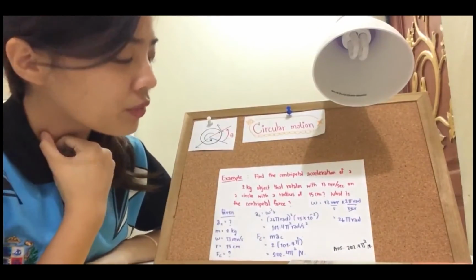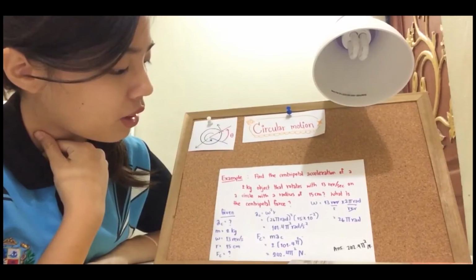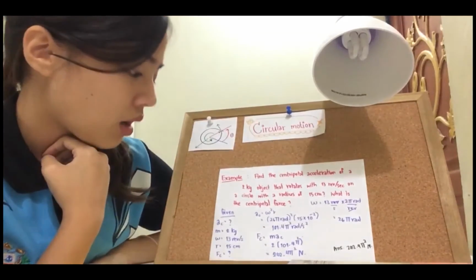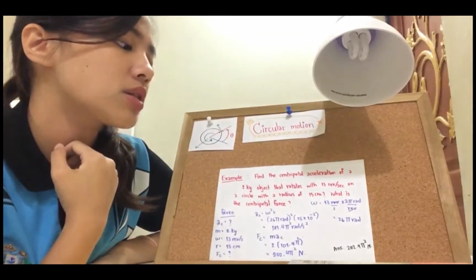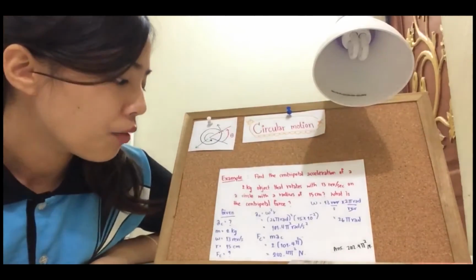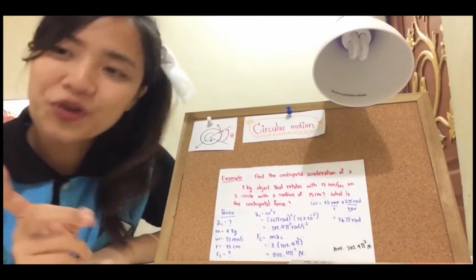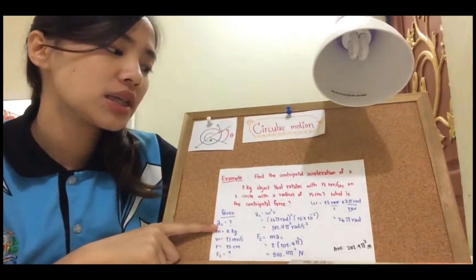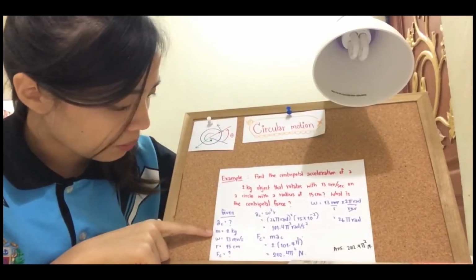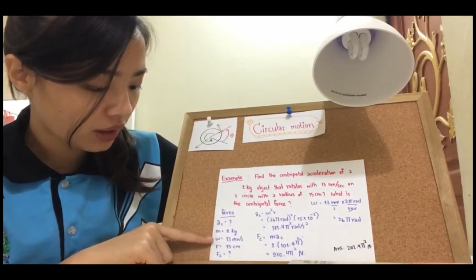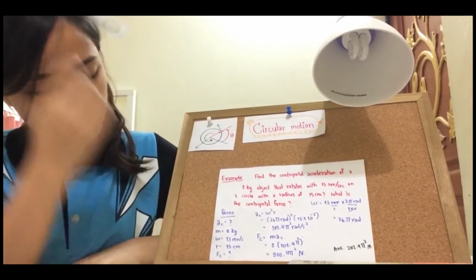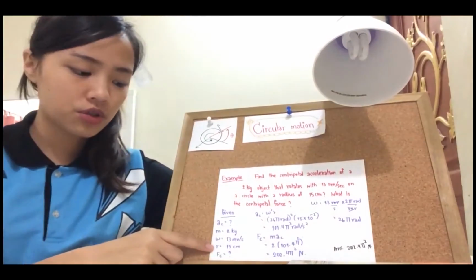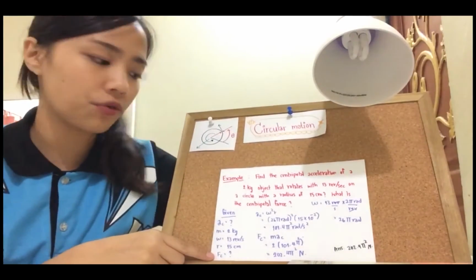Find the centripetal acceleration of a 2 kilogram object that rotates with 13 revolutions per second on a circle with a radius of 15 centimeters. What is the centripetal force? First we write given. They want to know what is the centripetal acceleration. Radius is 15 centimeter, and they want to know centripetal force.